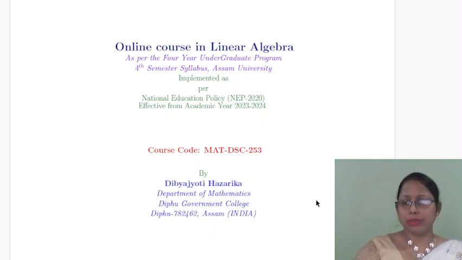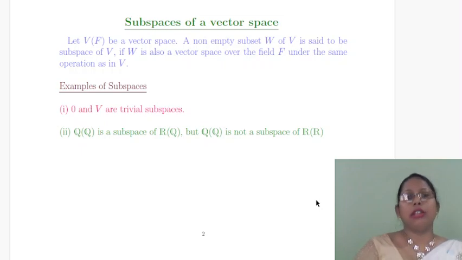First is the definition of subspaces. Let V be a vector space. A non-empty subset W of V is said to be a subspace of V if W itself is a vector space over the field F under the same operations as in V.